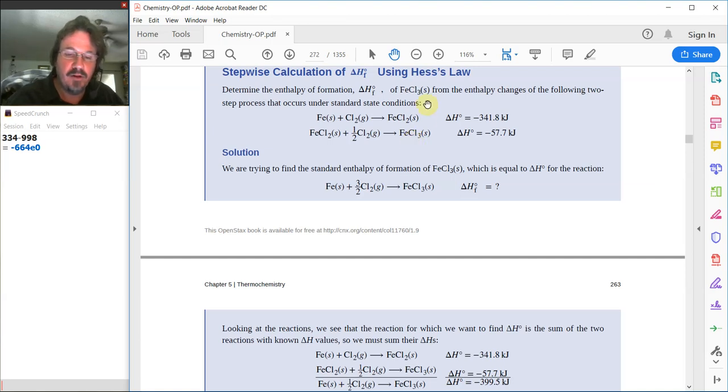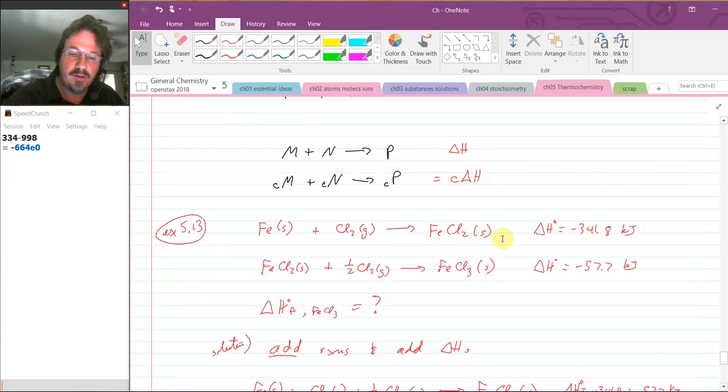Well, I think it's pretty clear. I'm going to have to add these reactions together because here I've got the iron 2 chloride and the iron 2 chloride. If I add them together, they'll cancel and I'll go directly from the elements to the iron 3 chloride. So let's try that.